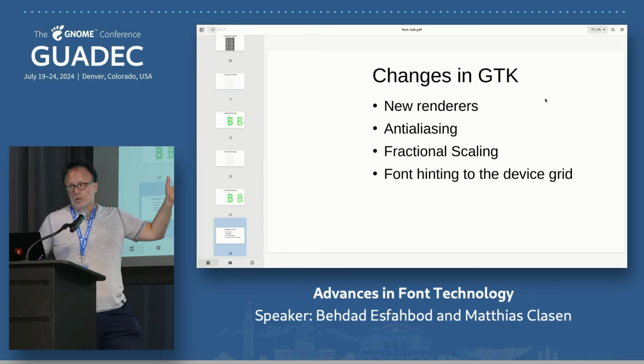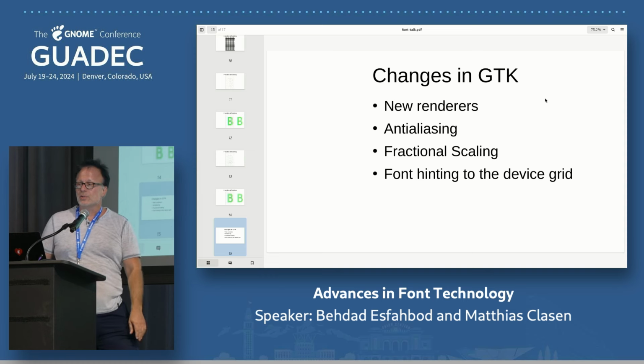So what our new renderers instead do is we try not to do font hinting on the application pixel level. Instead, we do that only once we have the fractional scale from the compositor and we know where the device pixels are.